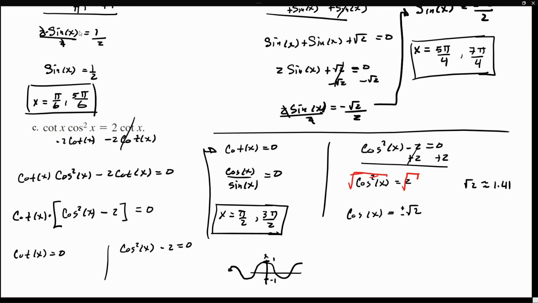There is no value of x that can give me an output of plus or minus square root of 2, because the highest output that I can get is 1, and the lowest output that I can get is negative 1. So keep that in mind when you're looking for angles. If you're looking for an angle that can give you an output that is higher than 1 or lower than negative 1, we just cannot have it. So in this case, there is no solution for this x.